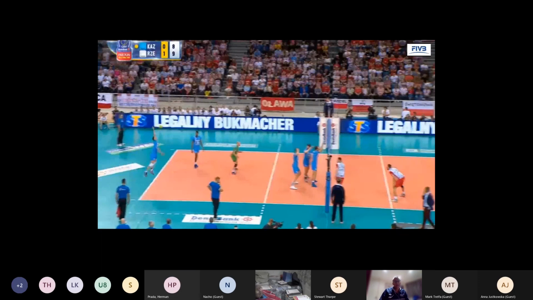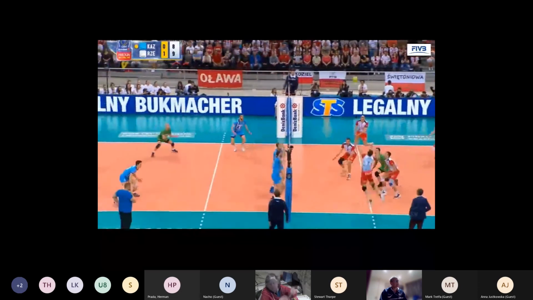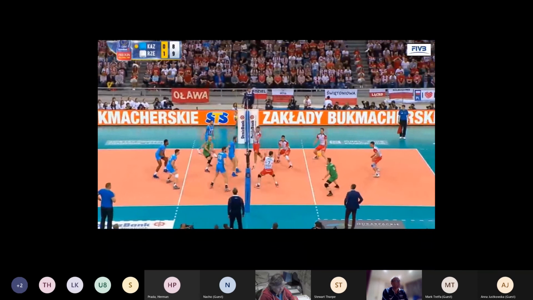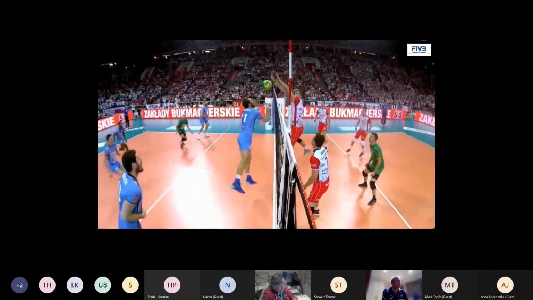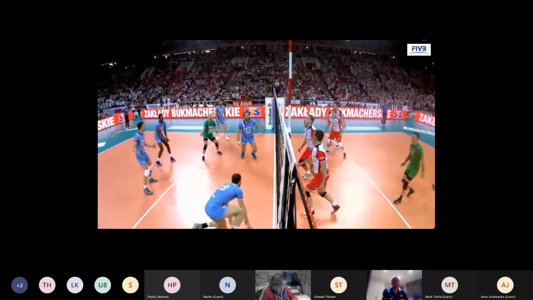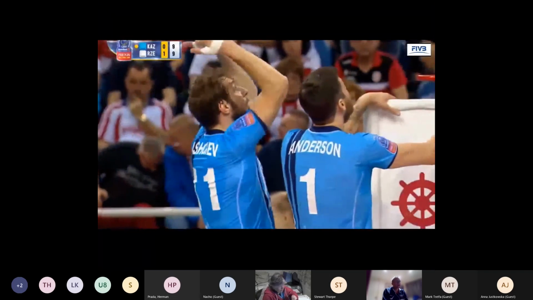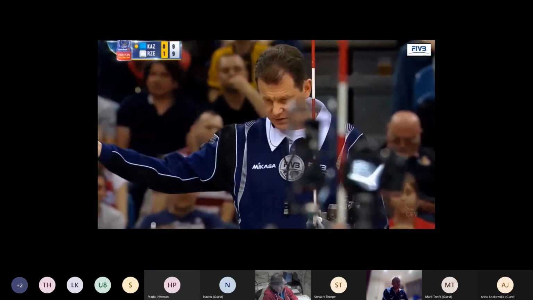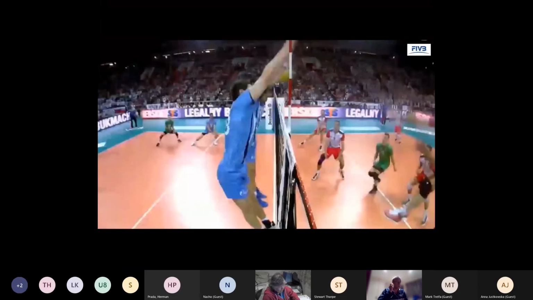So let's look at another situation. Okay, and this one is similar. Is this an attack hit? Now, we saw this one last time about reaching beyond. So if this was not an attack hit, then the player on the right hand side would have been penalised for reaching beyond.